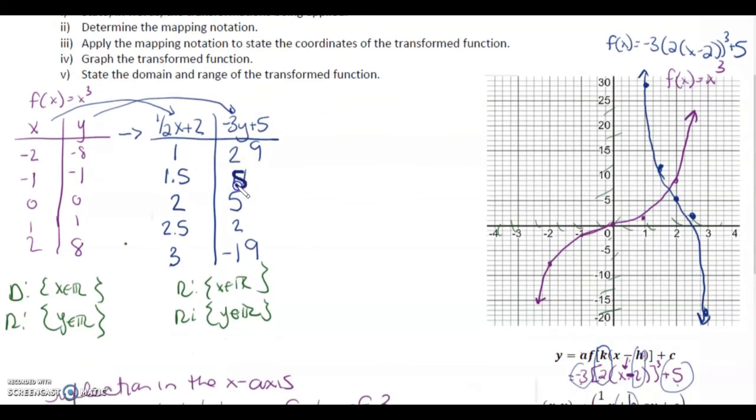Sorry, correction, this is 8. So 1.5, it'll be just a little bit more down, 8.